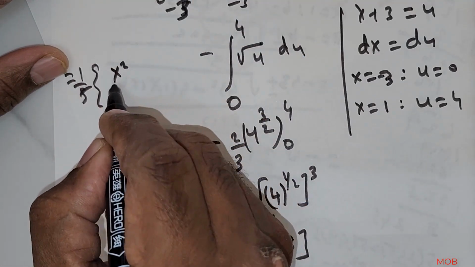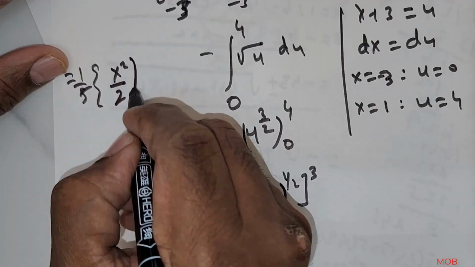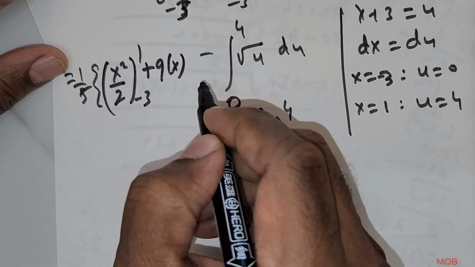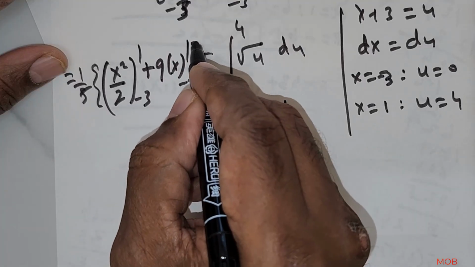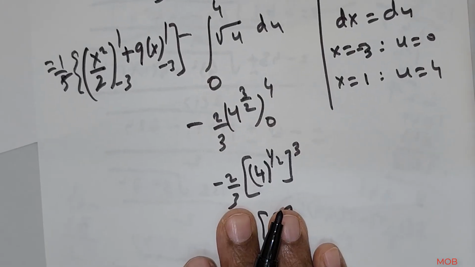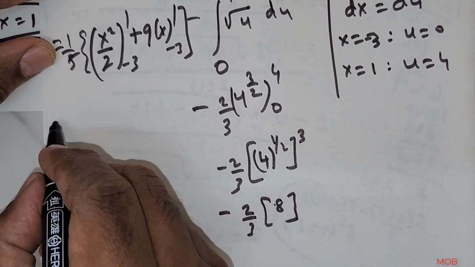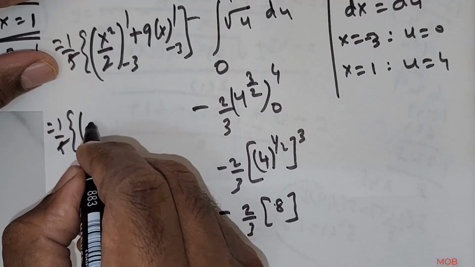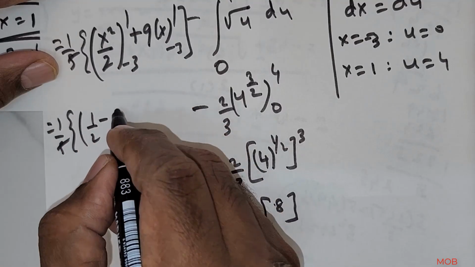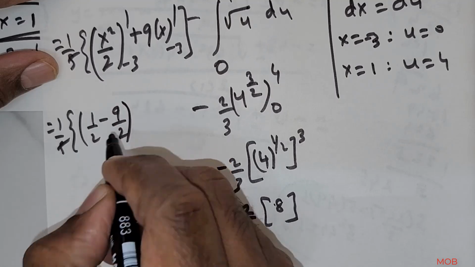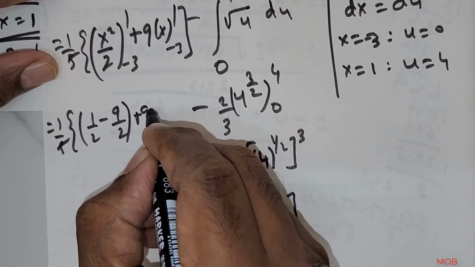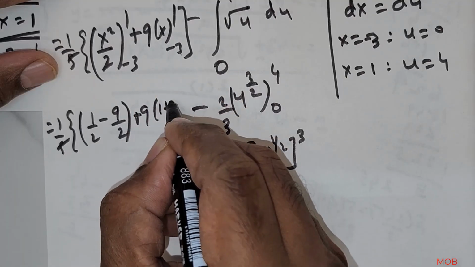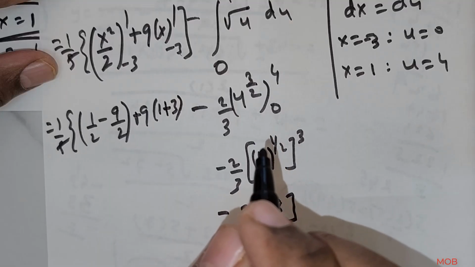I get x squared over 2, negative 3 to 1, followed by 9 times of x, negative 3 to 1. Okay, so this is equal to 1 over 5. Upper limit is 1, so it's 1 over 2 minus lower limit is going to be 9 over 2 followed by 1 negative of negative 3. It's going to be positive 3. So this is what we have got.